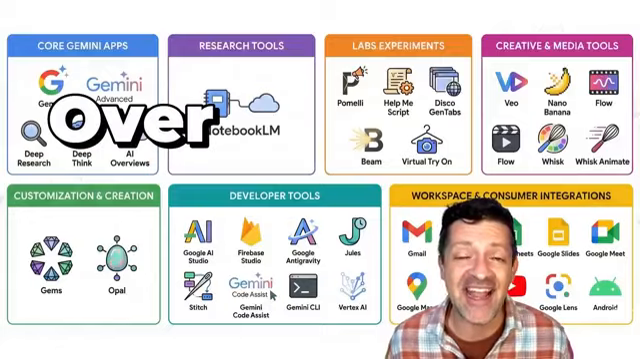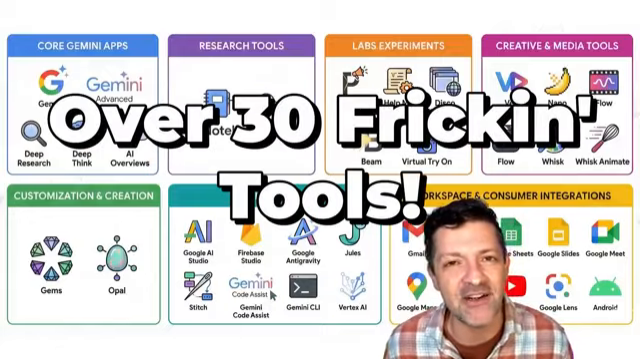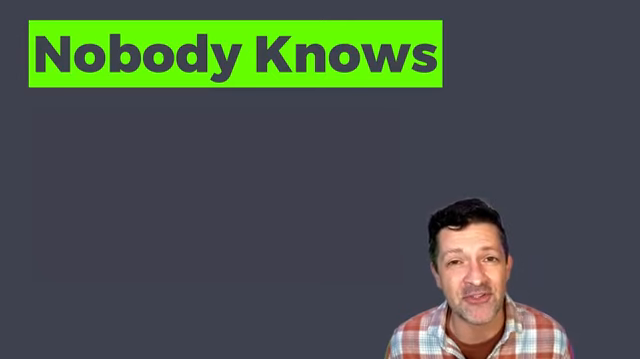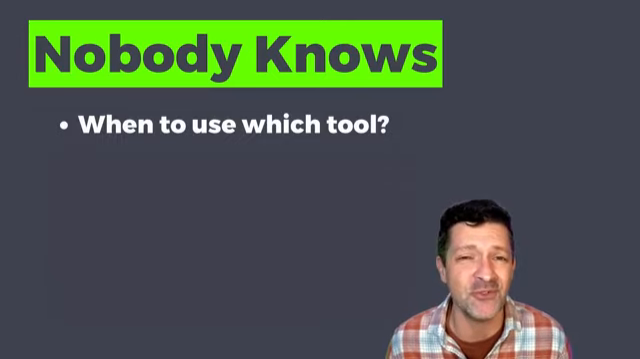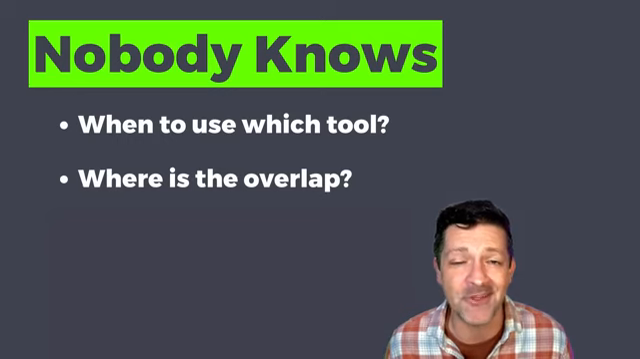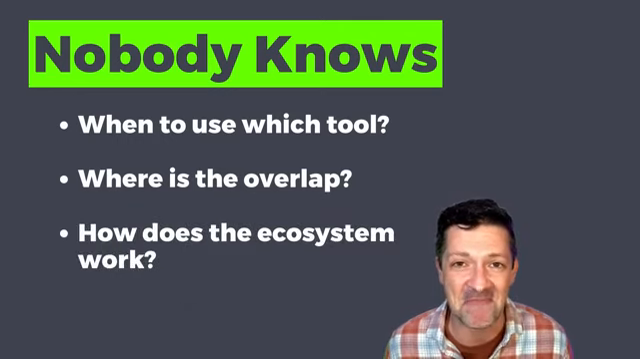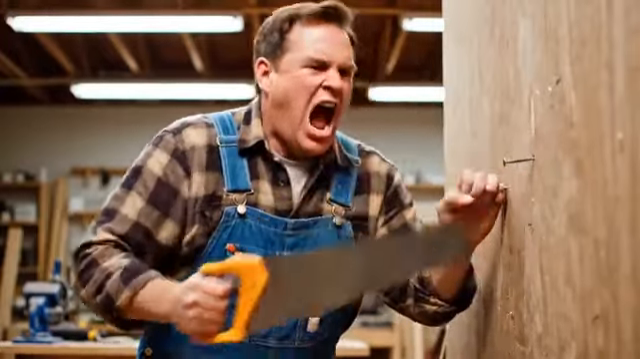Google has over 30 AI tools right now, and in my AI coaching calls, even some of the most experienced people are struggling with the same confusion. Which tool to use for what, which ones overlap, let alone how the whole ecosystem fits together. It's like watching somebody trying to hammer a nail with the back of a saw.